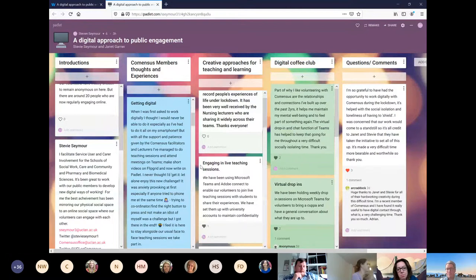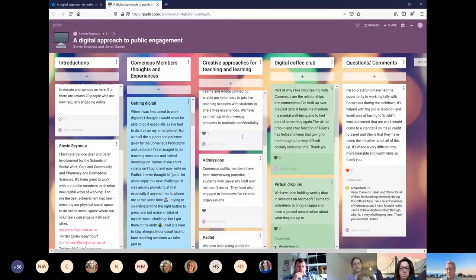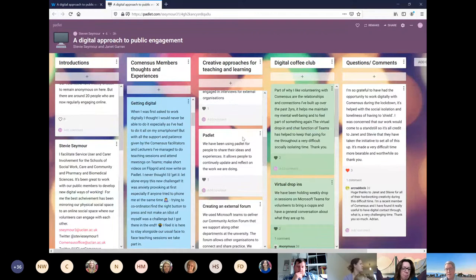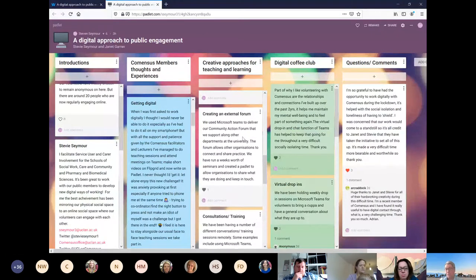I mean, we discussed the different kinds of things that we've used. We've got volunteers doing admissions remotely. We're using things like Padlet like this. We created an external forum for our public organisations to interact, and we've been running events all week this week about them sharing best practice with each other.